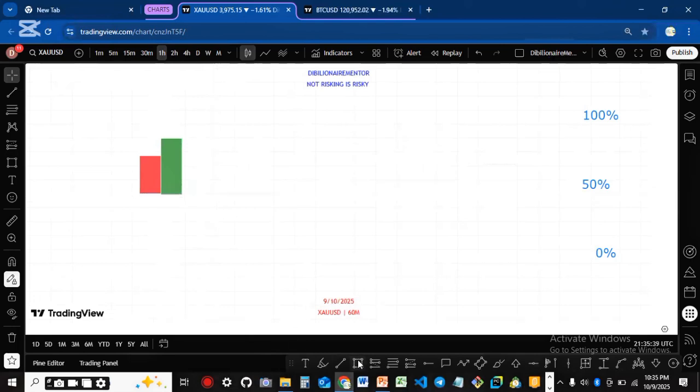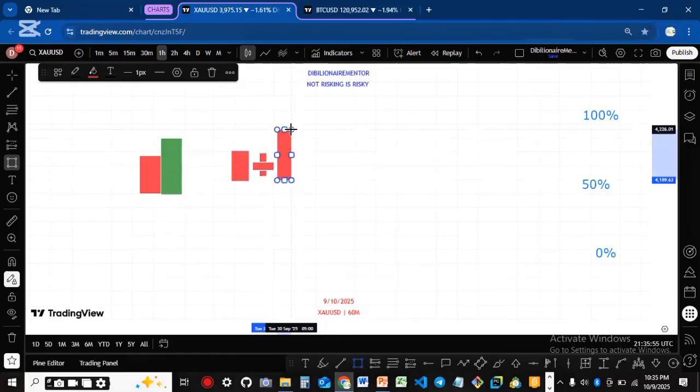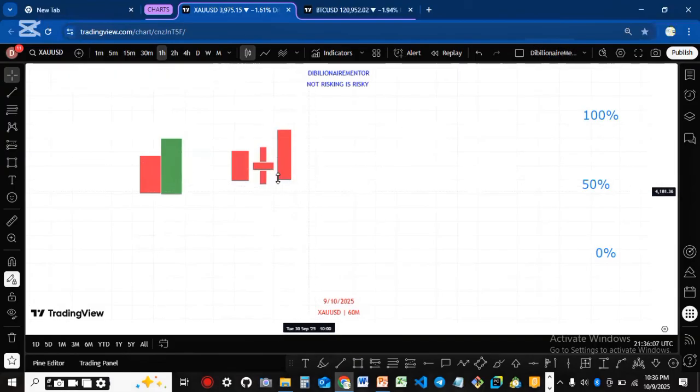Now another candlestick scenario is when we have something like this. We have another one like this. We have another one like this. Please pardon my drawings.